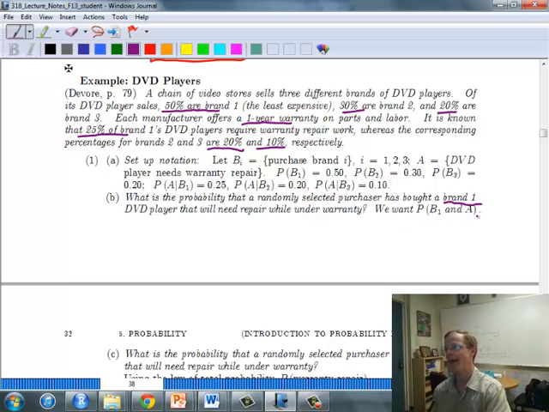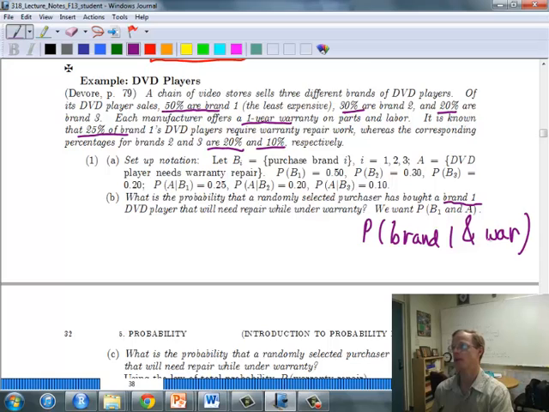Probability of B1 and A. So that's probability of brand 1 and under warranty. Okay, so you can translate that into this. That gives us a signal for what kind of notation we want. So, what's the probability that we're brand 1? Well, we have that information from the problem. That's 50%. Okay, 2 is 30%, 3 is 20%.